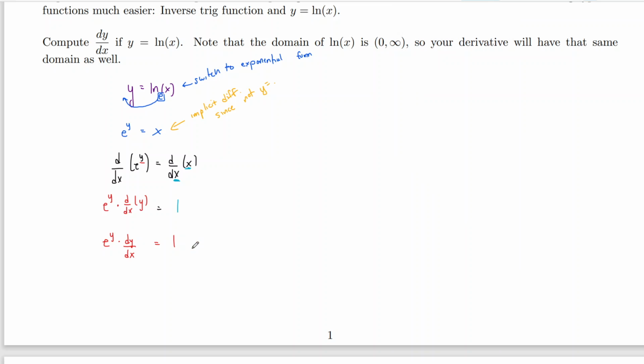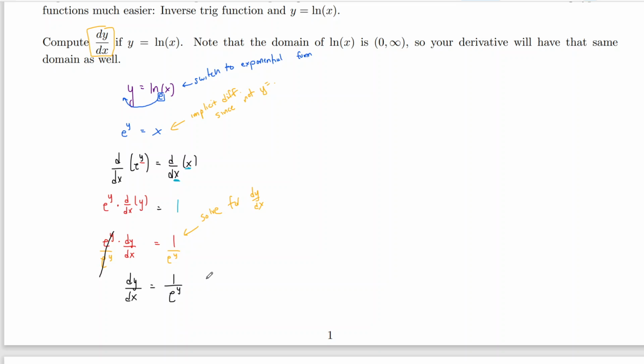And now the point with implicit differentiation is you solve for dy over dx, because that's what we want to compute. To do that, we can divide each side by e to the y. I'm going to go ahead and do that. So this is one thing that's new: when we get dy over dx, we don't necessarily have just x on the left or right side anymore. We can have y's as well. We get dy over dx equals 1 over e to the y.